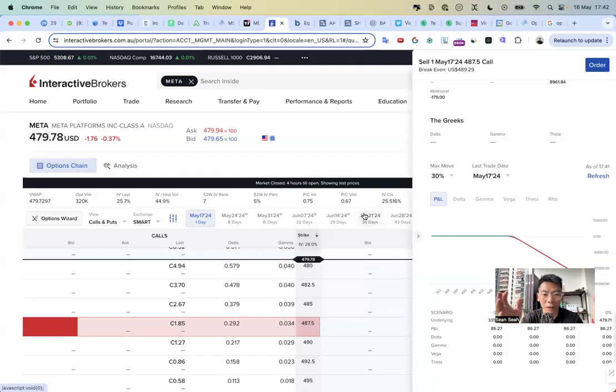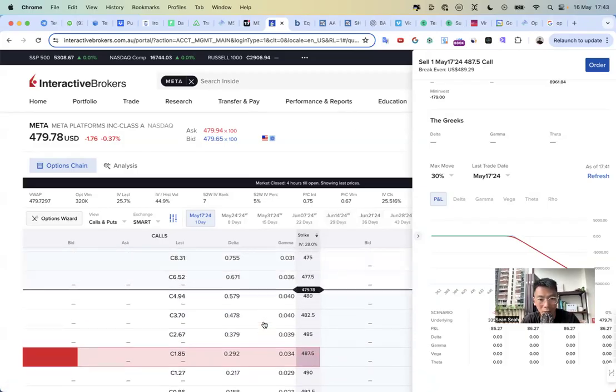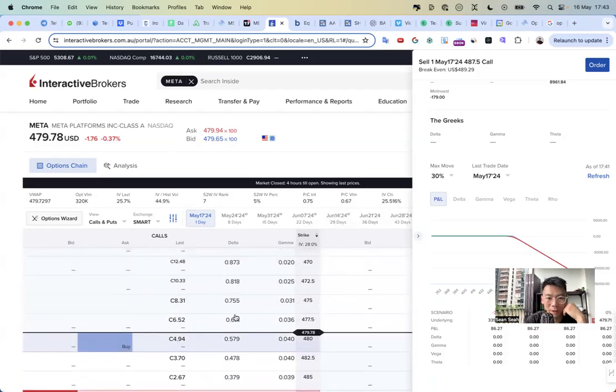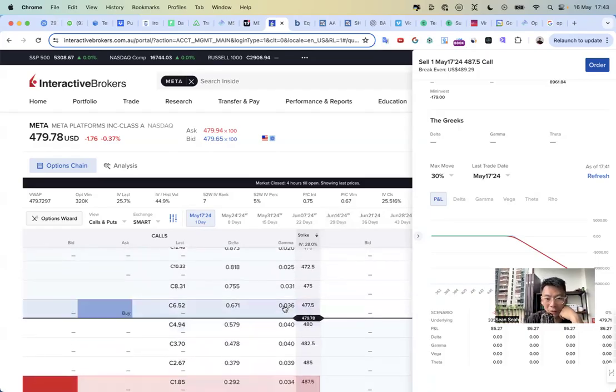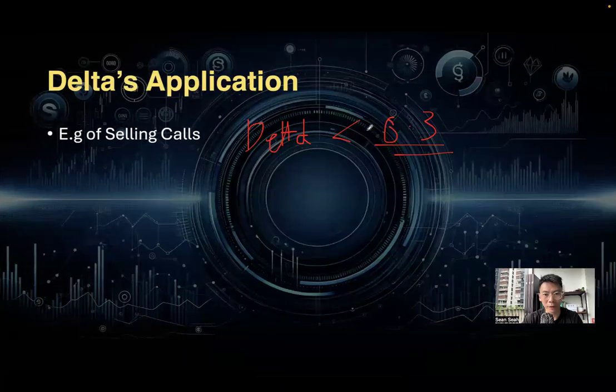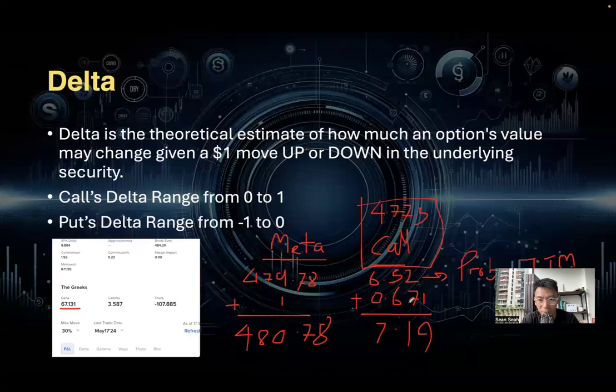Now, this delta also changes when the stock price changes. What do I mean by that? As the share price increases, the delta also increases. As I mentioned, when it becomes deeper in the money, for example in that case, when we look at 477.5, let's go back to here. 477.5, the delta is 0.71. Now, let me show you this. We can see that the premium increased by 0.671 when share price increased by 1.